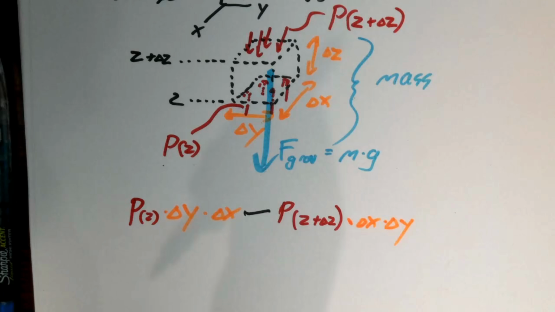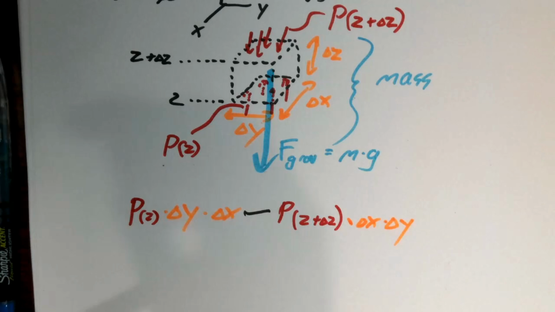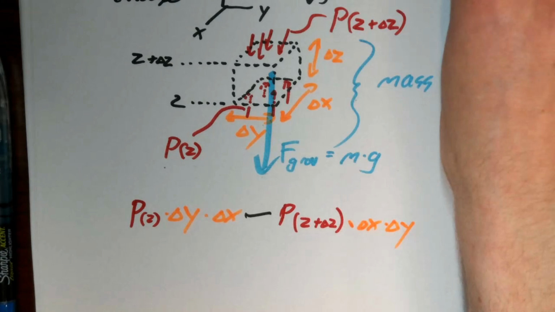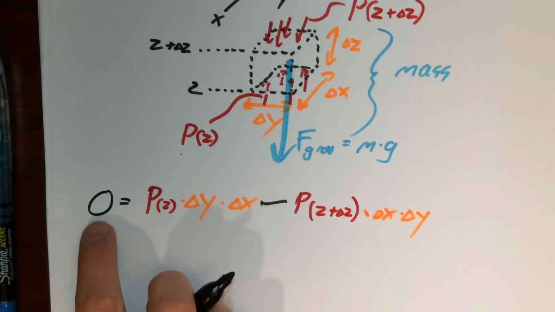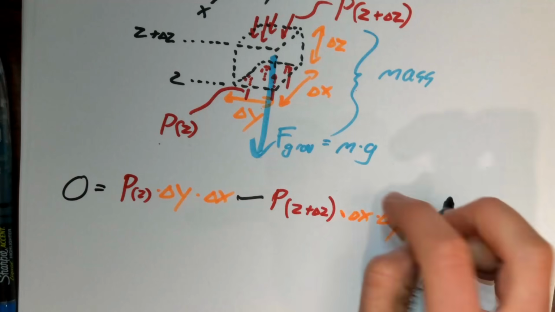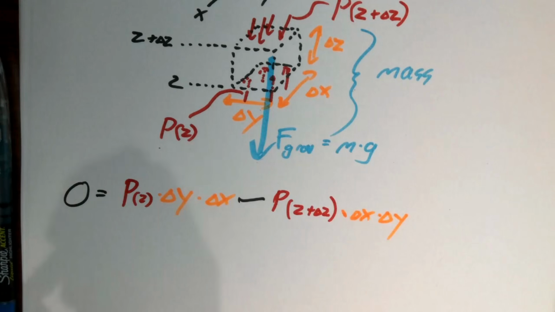And now, finally, we need to analyze this gravitational force. If we're in hydrostatics, 0 is going to be equal to the sum of all the forces. So we're going to have to deal with this gravitational force as well. So what's that going to look like? We still have some work to do here.